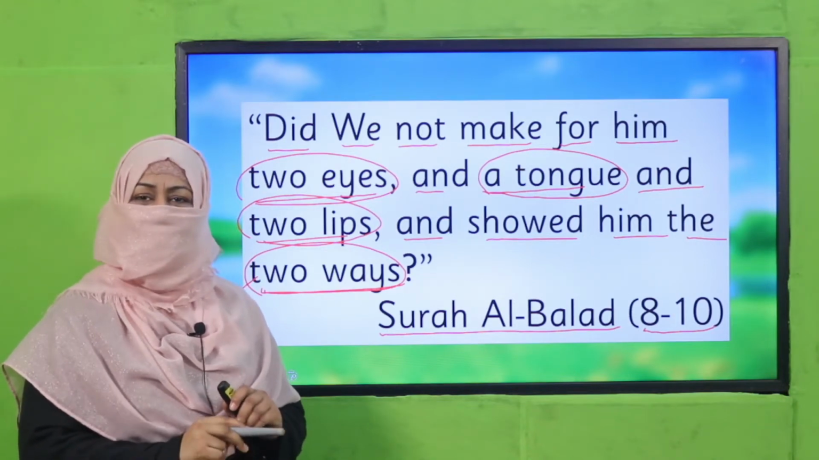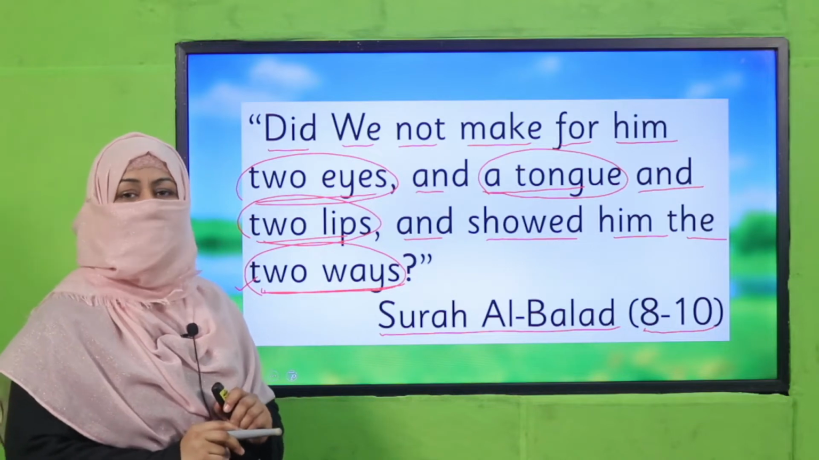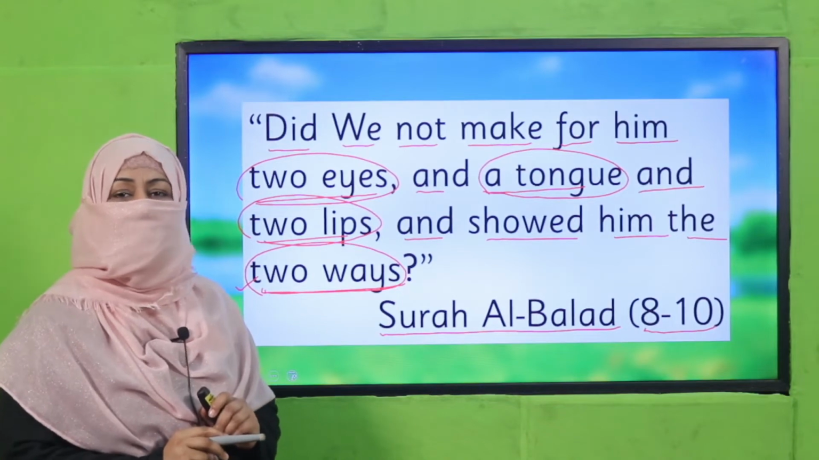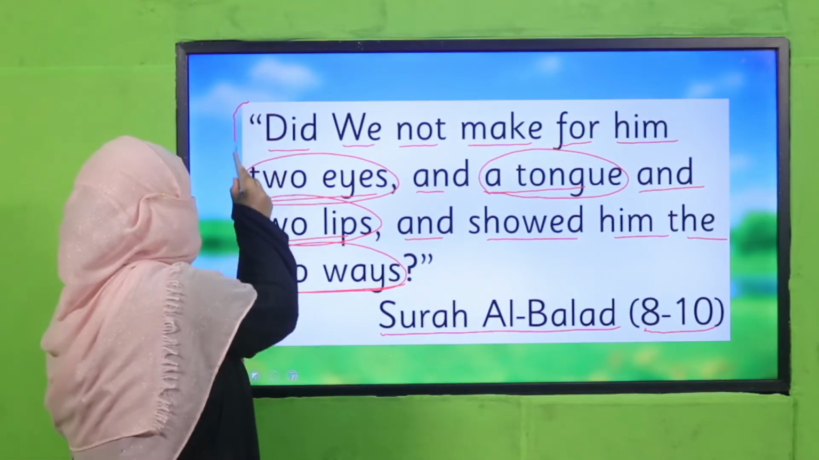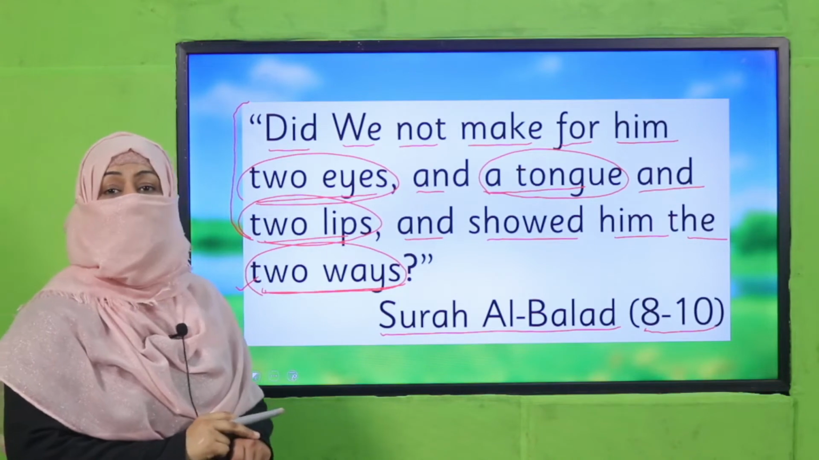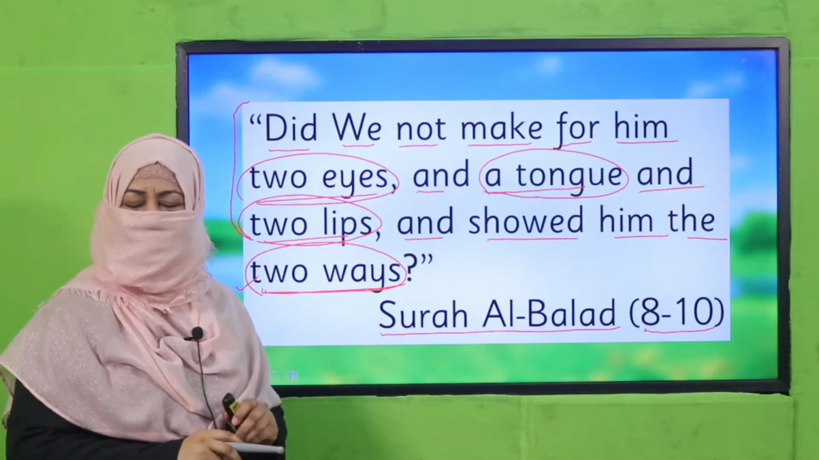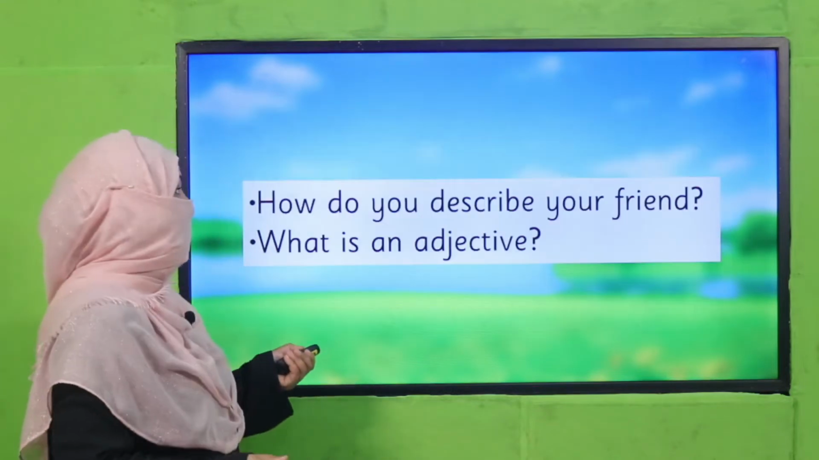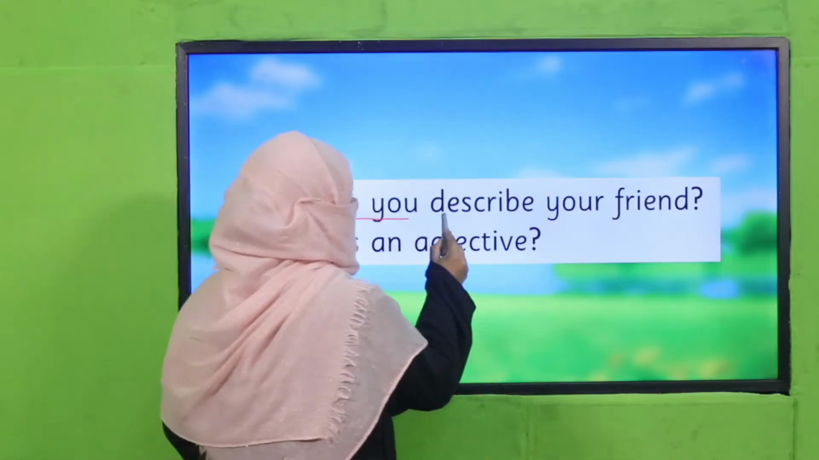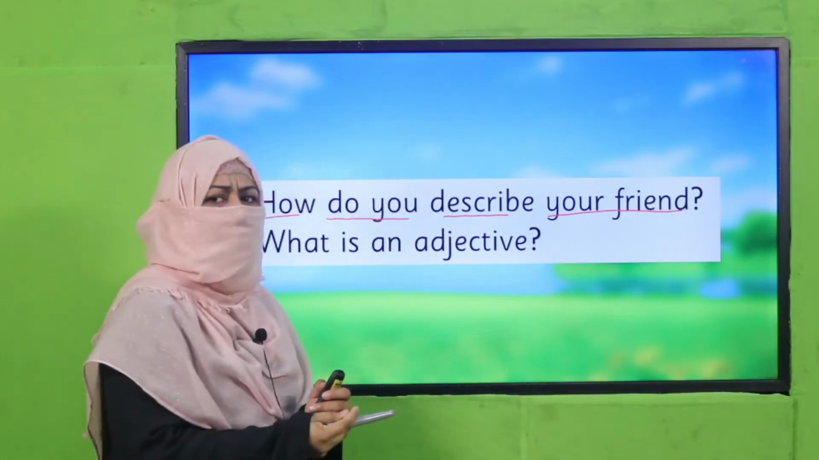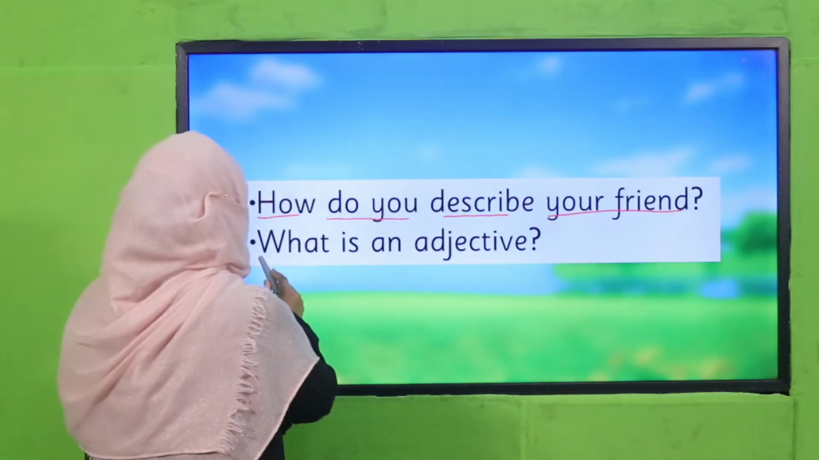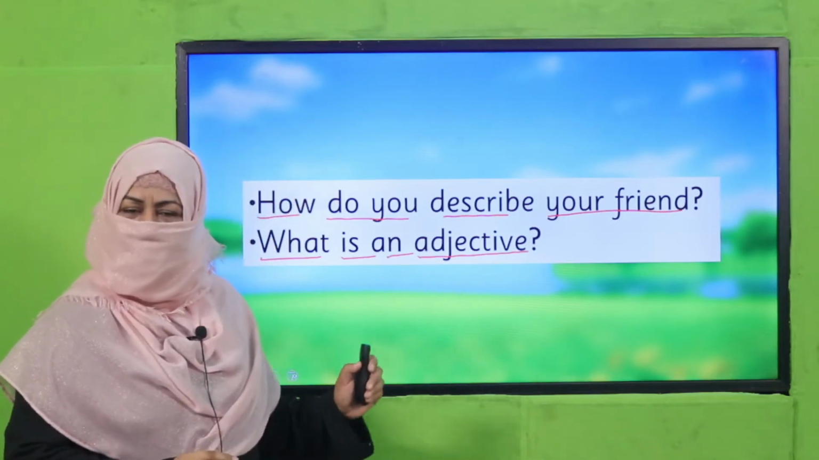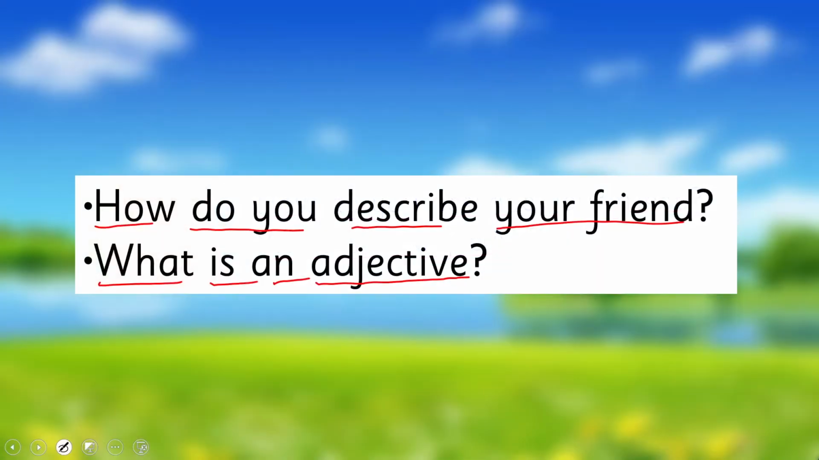So we should try to be on the right path because Allah has created that path for us to reach Jannah. So my dear children, you see how nicely Allah is describing the things. This is how the Quran teaches us everything. So this is how we can describe a thing. At first you tell me, how do you describe your friend? If I ask you who is your best friend, how will you describe your friend? And what is an adjective? Pause the video, answer these 2 questions to your teacher, and then come back.